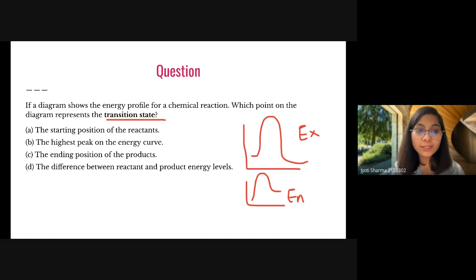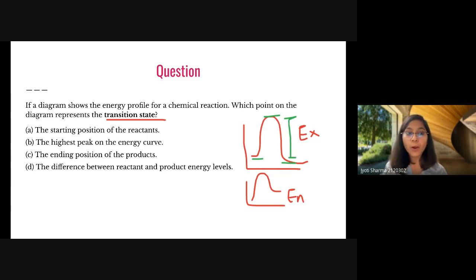So the options are: the starting point of the reaction. What do you mean by starting point? So this is the starting point. What represents the transition state? Starting position; then the highest peak, this is the highest peak; the ending position, this is the ending position; and the difference between reactant and product energy. So what do you think? Which point on the diagram represents the transition state? What should be the right answer for this?